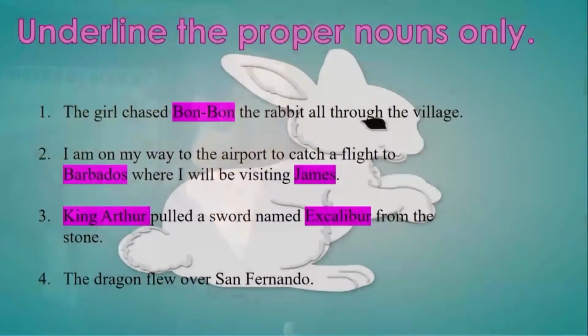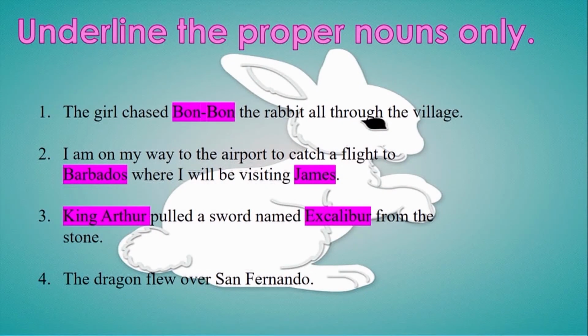Number 3. So we have King Arthur. So there's one particular king, because you may have any number. Pulled a sword named Excalibur. So we have the sword. We know that Excalibur is a sword, but this one has a name. So it's one particular thing from the stone. So we knew from before that sword and stone are also nouns, but they are not proper nouns. So they won't be here.